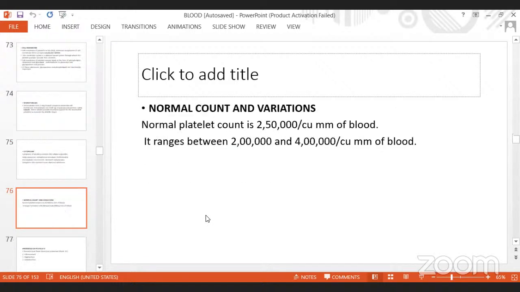The normal count of platelets is around 250,000 per cubic millimeter, and it varies between 2 to 4 lakh cells per cubic millimeter of blood.